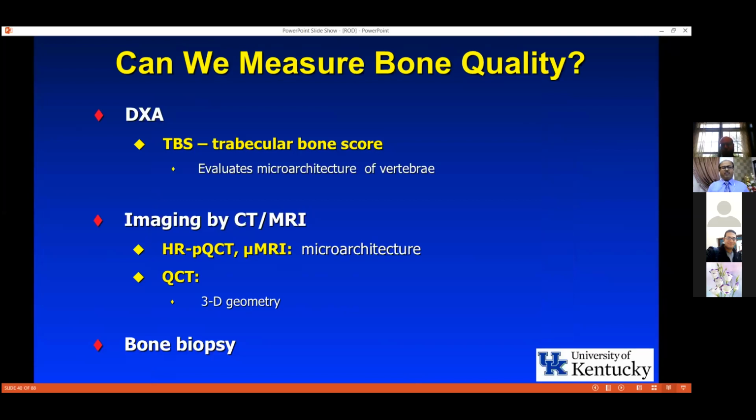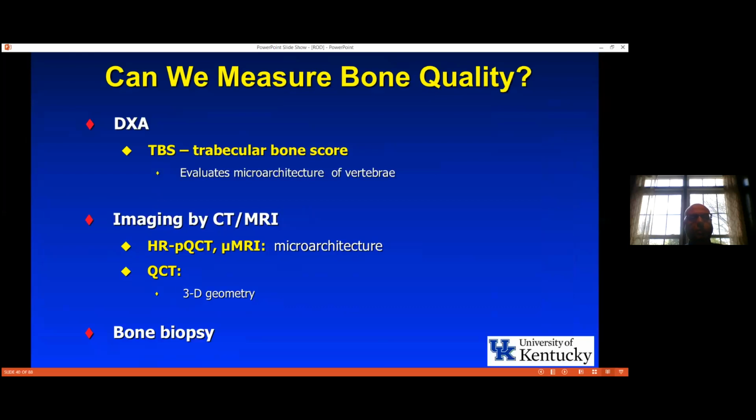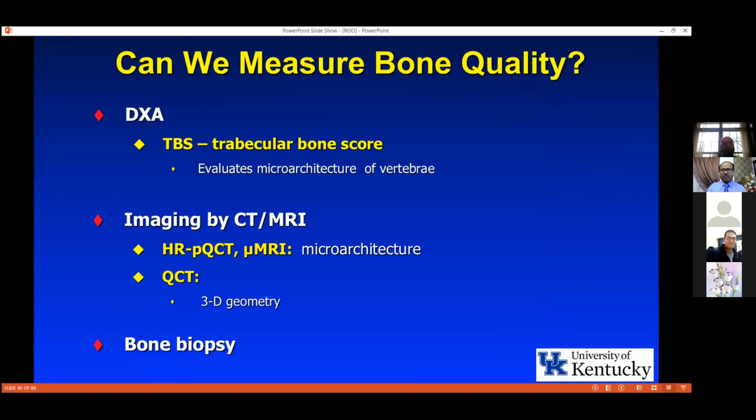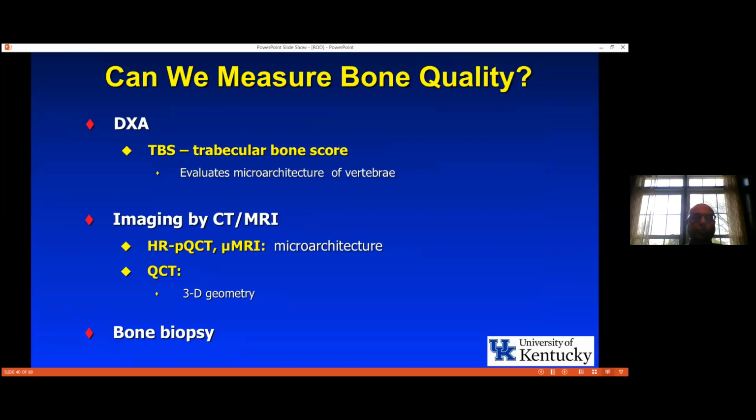So we said the DEXA scan, the BMD, especially if we just use the BMD to assess our bone health, it gives you just quantitative, not qualitative assessment of the bone. Now, they added another technique to check on the bone quality in our patients, which we call TBS, or trabecular bone score. So please remember this.